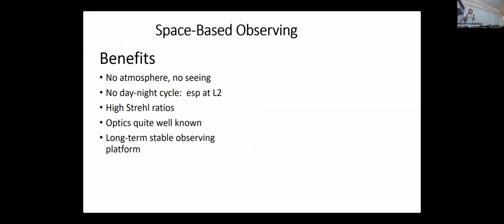You have no daylight cycle, especially at L2. Hubble goes around the Earth, and so that's kind of a daylight cycle. You get high Strehl ratios. The optics is quite well known, but people always think it's better known than it really is. You have a long-term stable observing platform, which is all good. So you can do something 10 years later, and essentially the data quality is the same. You don't need to do too many corrections for things.